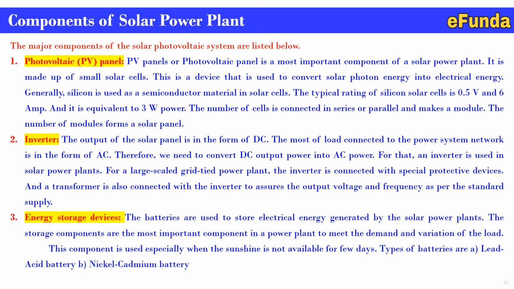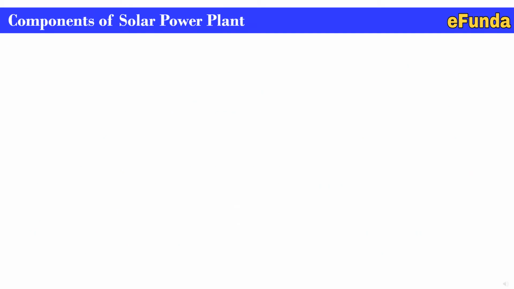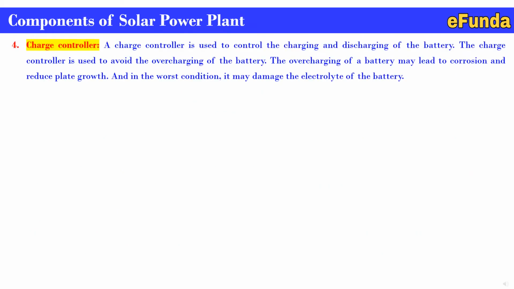The types of batteries are lead acid battery and nickel cadmium battery. Charge controller. A charge controller is used to control the charging and discharging of the battery. The charge controller is used to avoid the overcharging of the battery. The overcharging of a battery may lead to corrosion and reduce plate growth, and in the worst case it may damage the electrolyte of the battery.